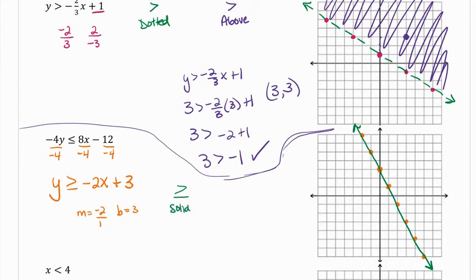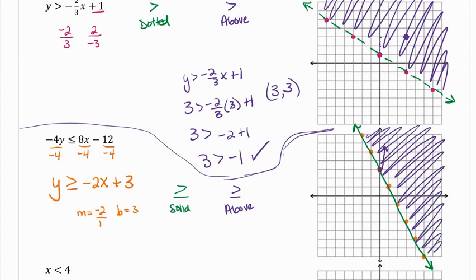So this one again is a greater than or equal to. So that's going to be above the line. This one is a little bit tricky, but again, go to that y-intercept right there, and I want to go above the line. So I want to shade that way. So we're going to shade this in.